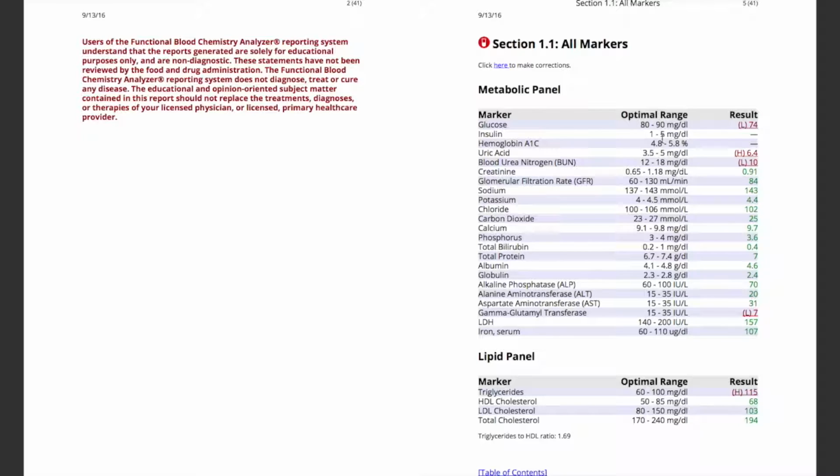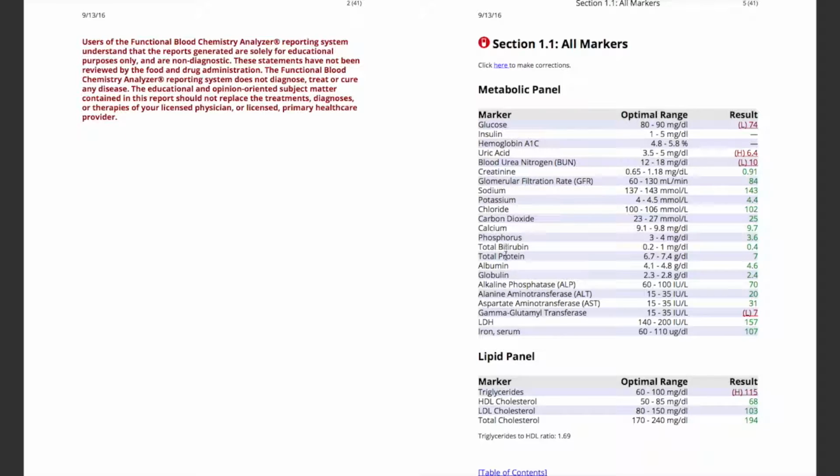We can see here that anything that's red is going to be low or high, outside of the optimal range. See, the optimal range is much more narrow than what the MD would use on the regular lab test. So they're really looking for a broad range to diagnose a disease, and this is looking for what is outside of optimal function. And she's got some findings here that are related to blood sugar management.